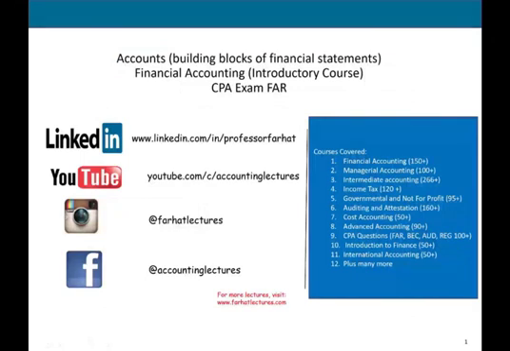This is Professor Farhat. In this session, we will look at the idea of accounts, which are the building blocks of the financial statements and basically the building blocks of our accounting information system. This topic is covered in a financial accounting course or simply an introductory financial course. Yes, it will help you if you're studying for the CPA exam, if you are looking for basic knowledge.